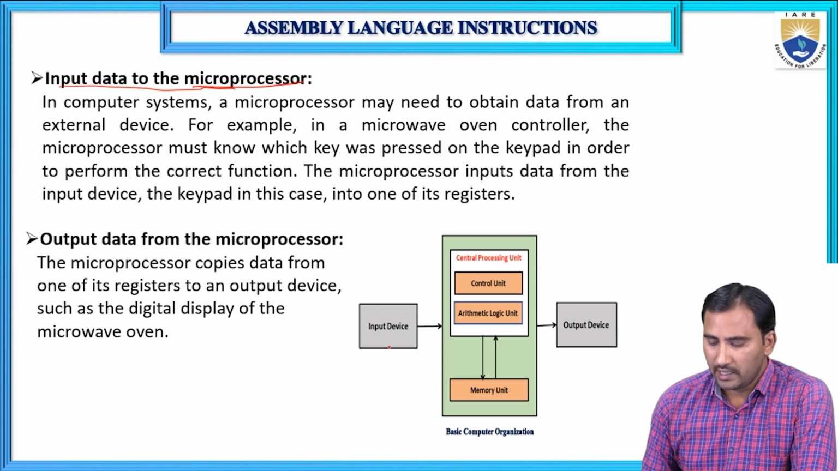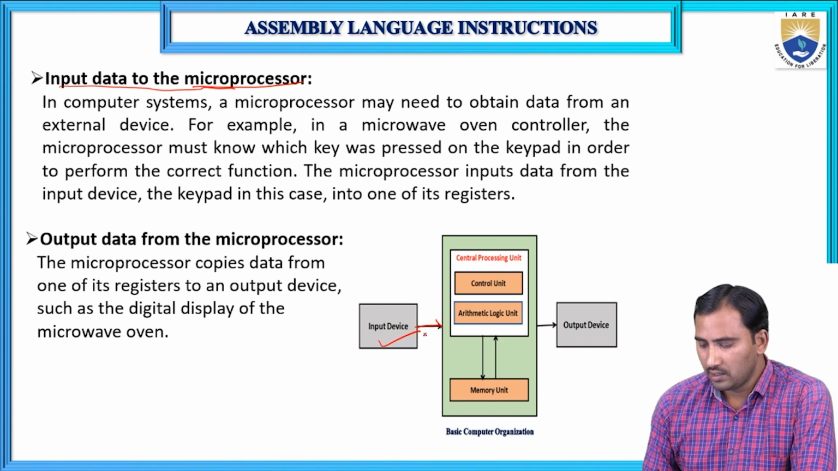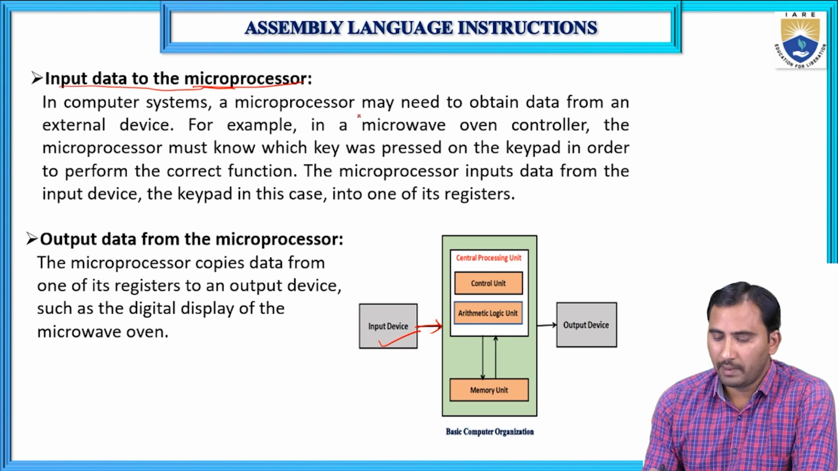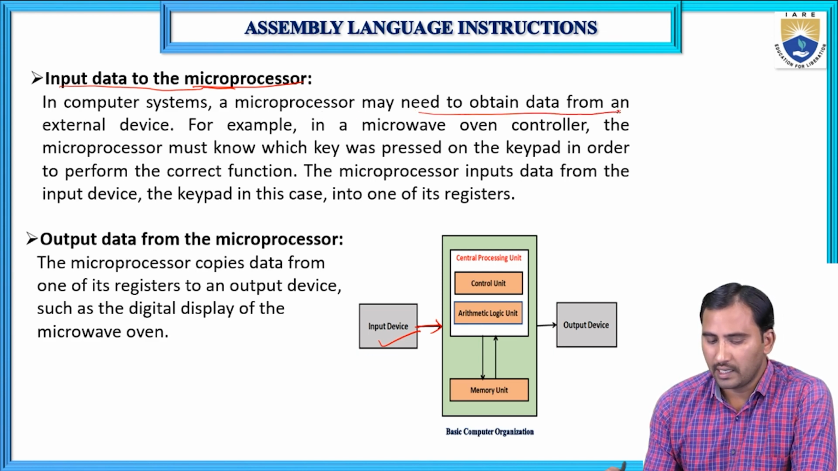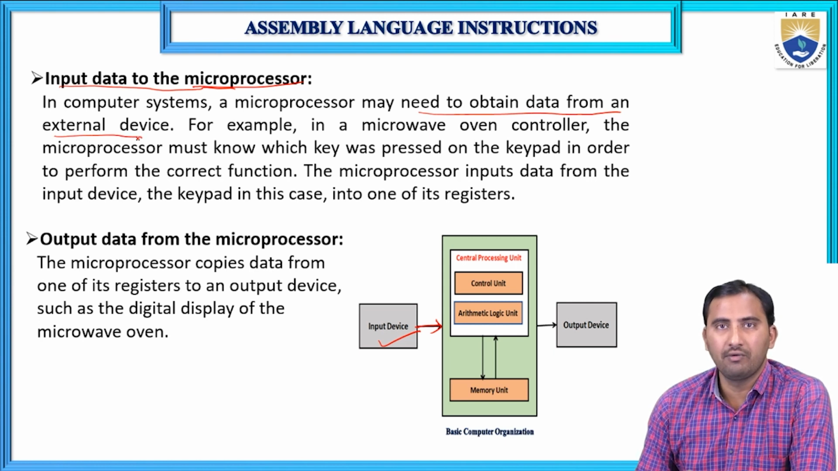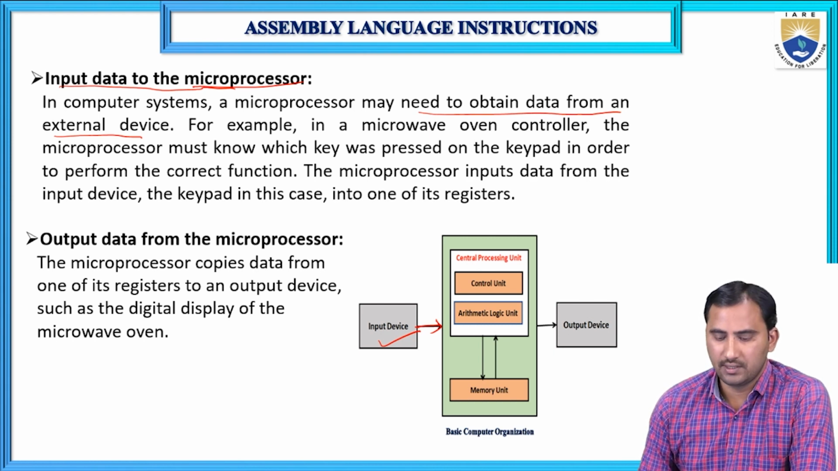That means the data coming from the input device will be given to the microprocessor, transferring the data from the input device to the microprocessor. The microprocessor may need to obtain data from an external device. We have different input devices, like a keyboard, a mouse, a joystick. The computer can accept data from any of these input devices.